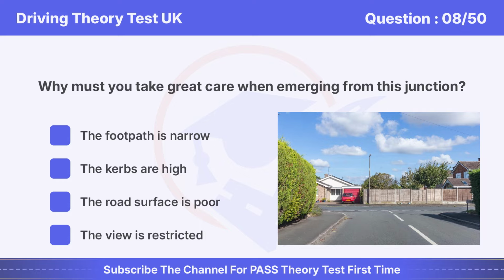Question 8. Why must you take great care when emerging from this junction? Option A. The footpath is narrow. B. The curbs are high. C. The road surface is poor. D. The view is restricted.